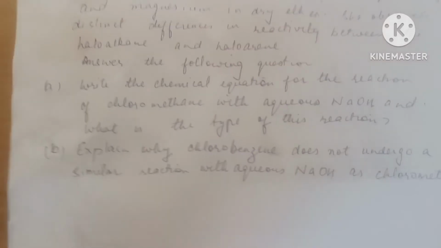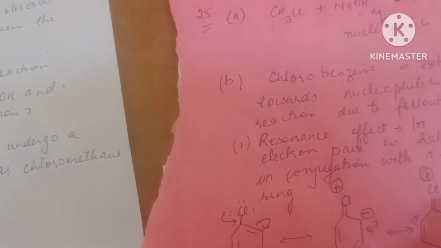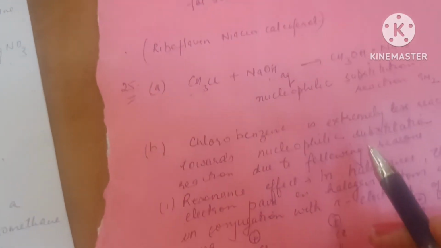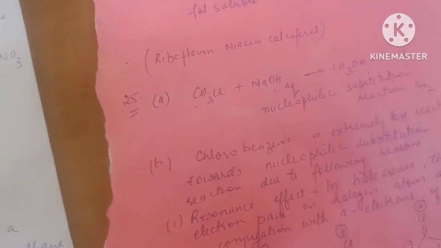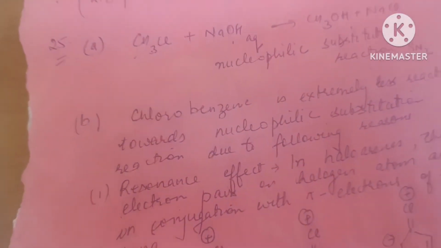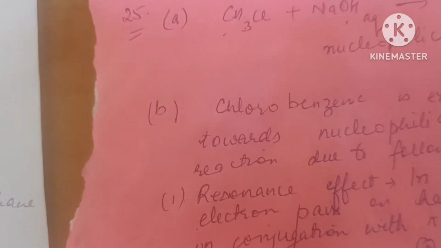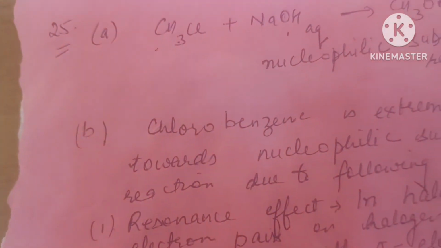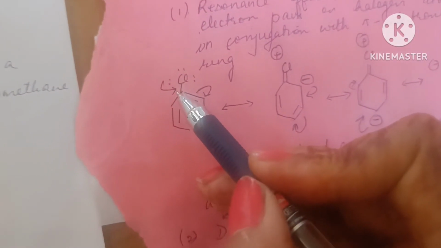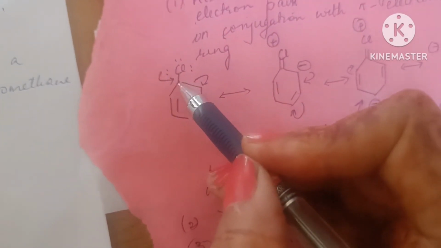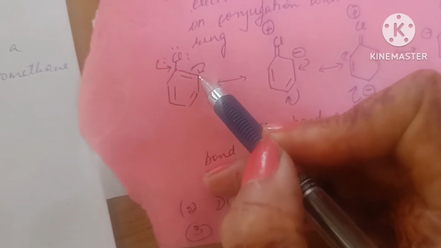Explain why chlorobenzene does not undergo a similar reaction with aqueous NaOH as chloromethane. So it is because chlorobenzene is extremely less reactive towards nucleophilic substitution reaction due to the following reasons. First reason is resonance effect. In haloarenes, the electron pair on the halogen atom is in conjugation with the pi electrons of the ring, so the electrons of the chlorine atom will be pulled, and these electrons move in this direction.